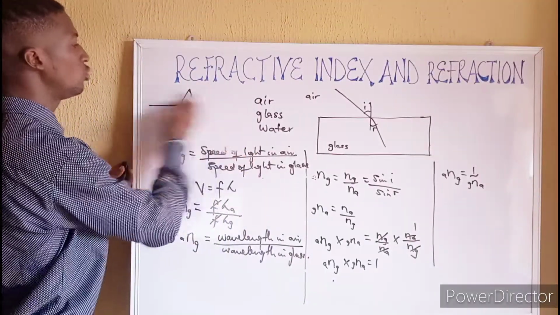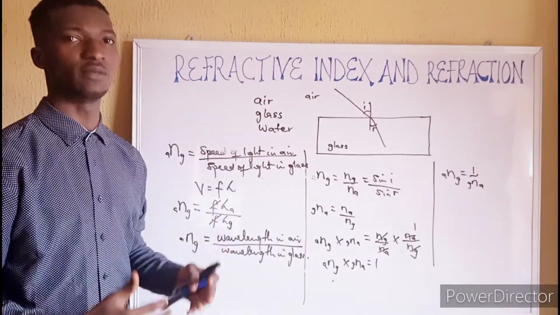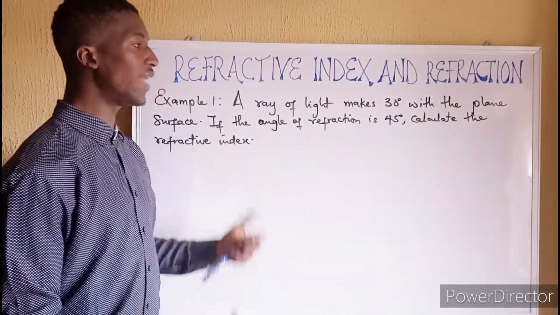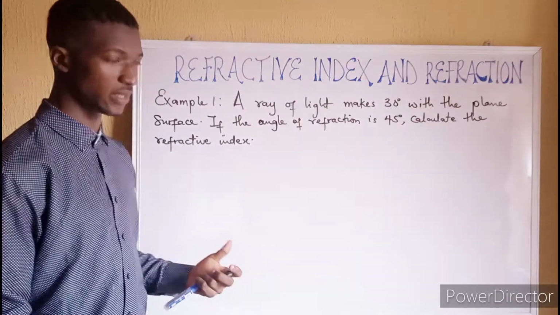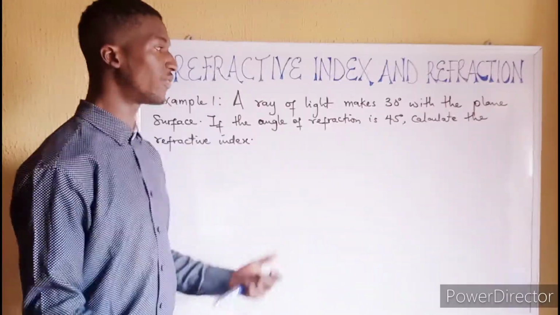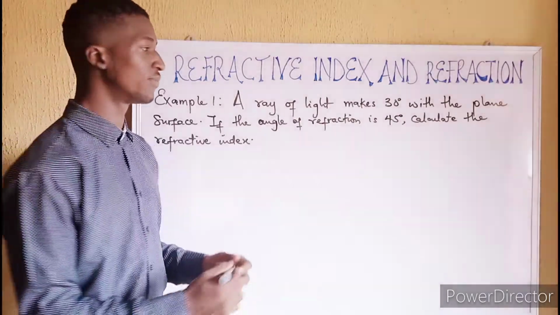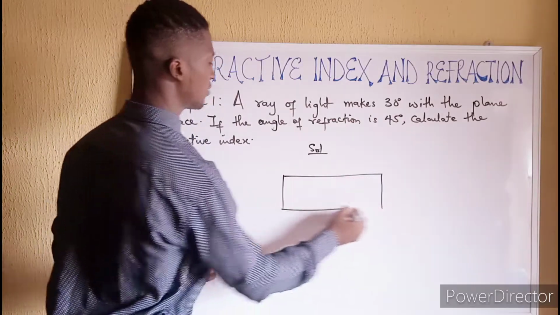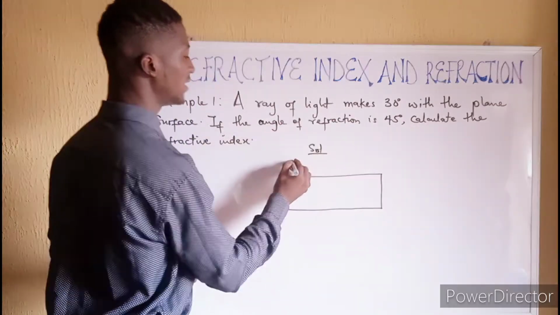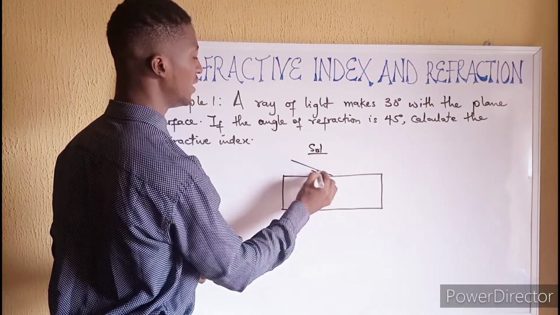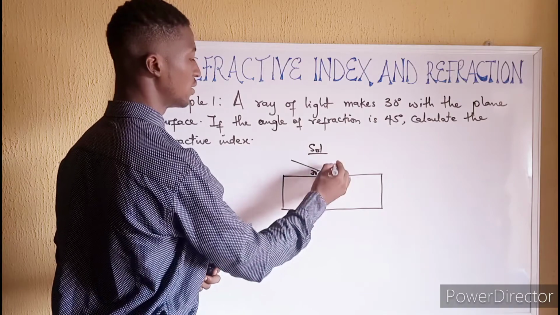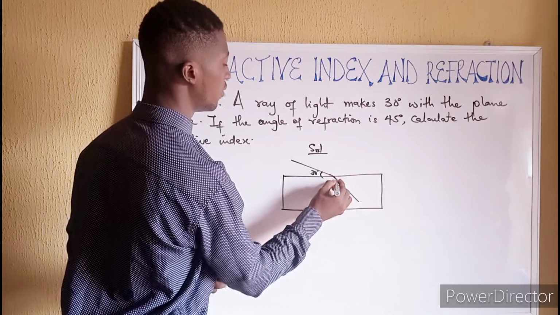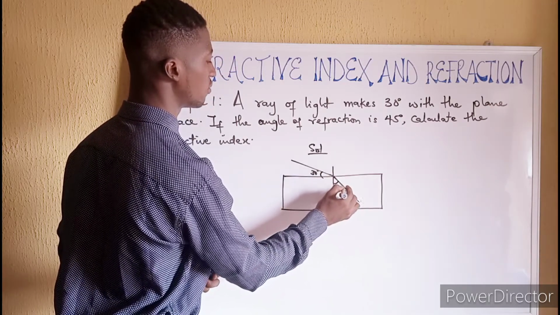So now we'll quickly take a reference question on this aspect before we proceed further. Taking this question for instance: a ray of light makes 30 degrees with a plane surface. If the angle of refraction is 45 degrees, calculate the refractive index. Let's assume this is our glass block and we have a ray of light making an angle of 30 degrees with the plane surface, and the angle of refraction is about 45 degrees.